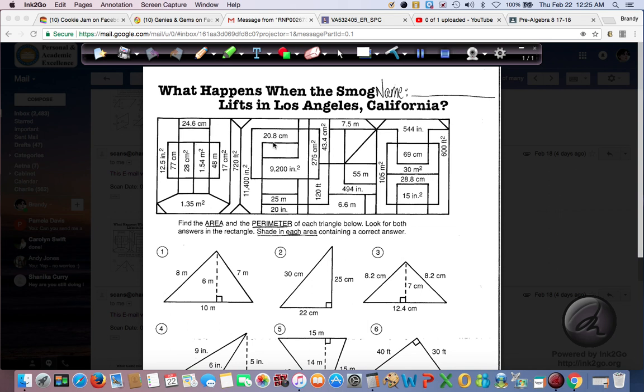Welcome to another worksheet. What happens when the smog lifts in Los Angeles, California?